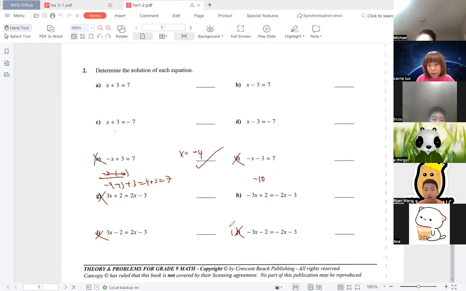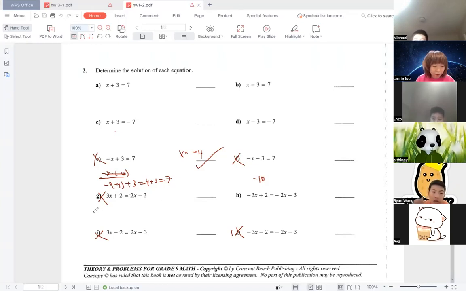So number J, it's you again. So how about like that, right? Okay, so number G, Ava, 3x plus 2 equals 2x minus 3 equals what? Oh, Ava's still not back yet? Okay, so Michael, how about you do this one? Number G, the answer is -5.